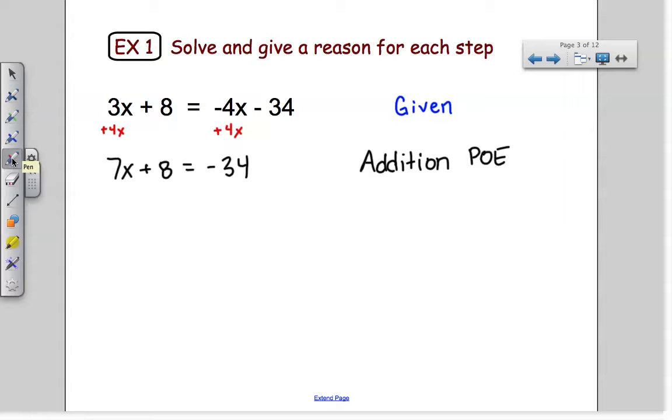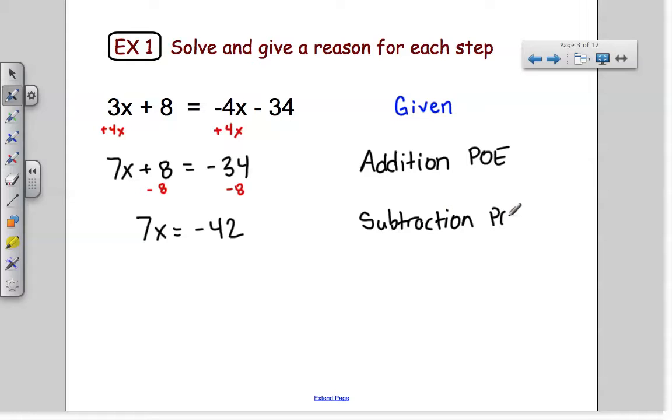What would you do next? Again, you don't need to show this, but since I'm trying to get x alone, I would probably subtract 8 from both sides. Most logical step. That'll go away. I now have 7x equals negative 42. What allows me to just subtract 8 on both sides like that? Well, I can subtract the same number on both sides by subtraction property of equality. Subtraction PO.